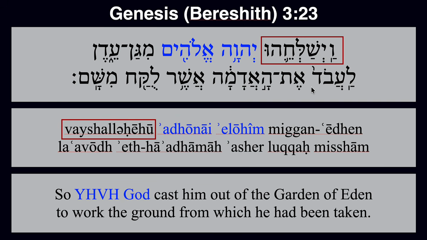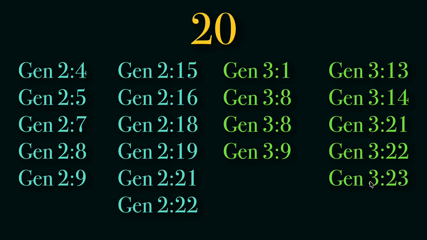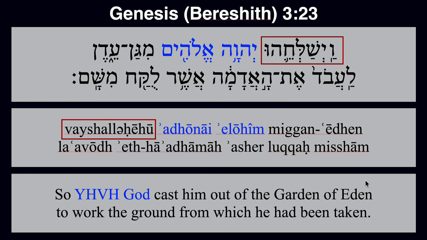Okay? So let's look at the last verse here. As I said, the last verse in this section is 3:23. In 3:23 we read, YHWH Adonai Elohim migan Eden lavod et ha'adama asher lukach misham. And so Hashem Elohim sent him out, right? Whom did he send out? Adam, Ha'adam, the man. He's called the man, Ha'adam. Migan Eden, out of the Garden of Eden.